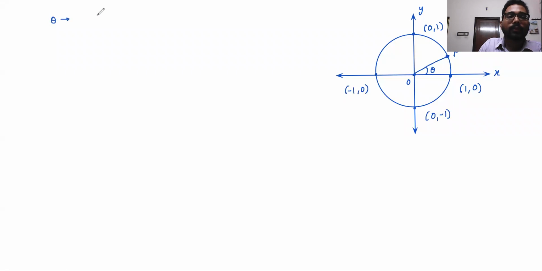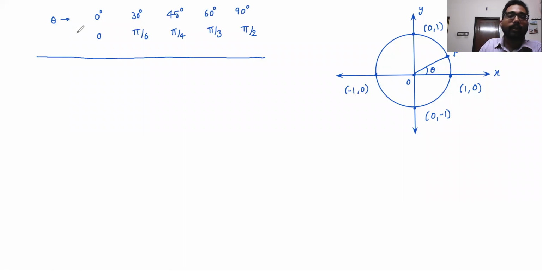So now when theta is this, we have some standard values: 0 degrees, 30 degrees, 45 degrees, 60 degrees, 90 degrees. So we can also write it as 0, pi by 6, pi by 4, pi by 3, and pi by 2. Both are same. One is in degrees, other is in radians. So this is theta. And here we are going to write trigonometric function, right?